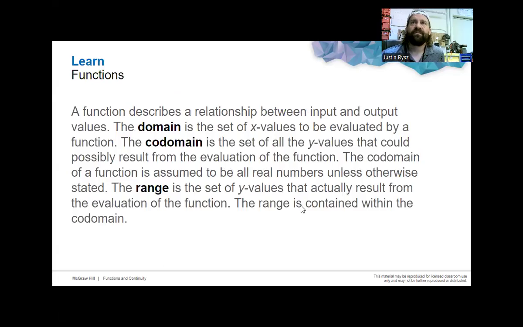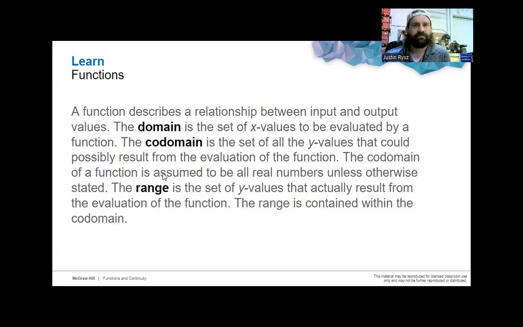Okay, so here's some vocab for you. A function describes a relationship between input and output values. The domain is the set of x values to be evaluated by a function. The codomain is the set of all the y values that could possibly result from the evaluation of the function. The codomain of a function is assumed to be all real numbers unless otherwise stated. The range is the set of y values that actually result from the evaluation of the function. So the range is contained within the codomain.